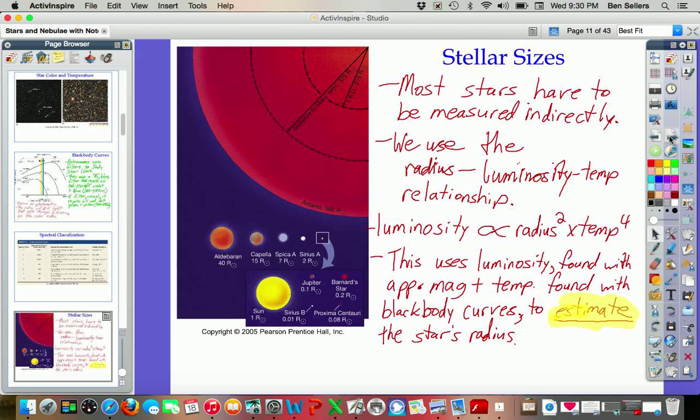So this slide just kind of shows different sizes of some of the stars. Here you see Antares is 500 radii beyond Mars's orbit.